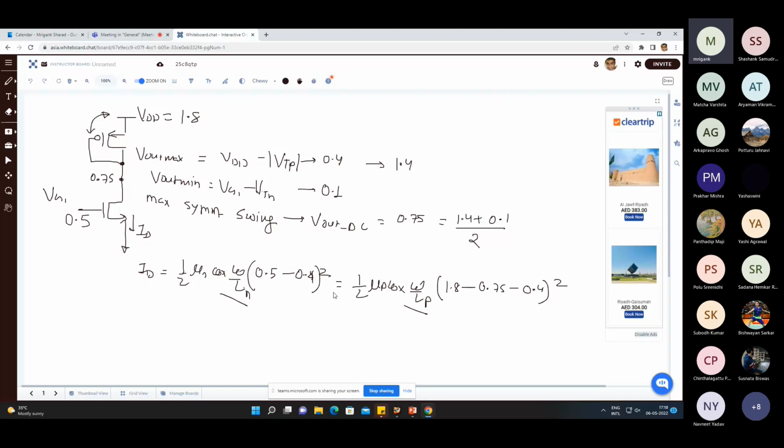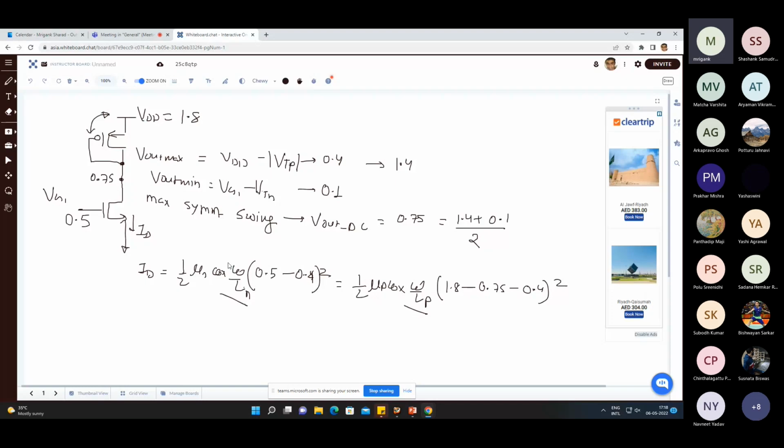So that also we have to be aware of, that the moment we are trying to get the max symmetric swing, it will have another constraint on the W by L. Here the W by L is getting determined by the condition for max symmetric swing. Now, we know that in this particular configuration, in order to maximize the gain, we have to minimize the W by L.